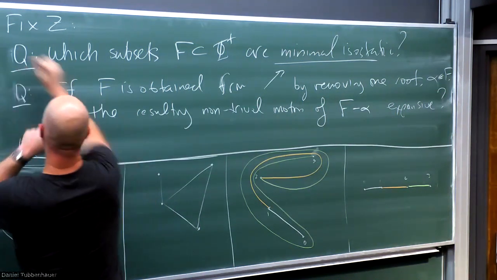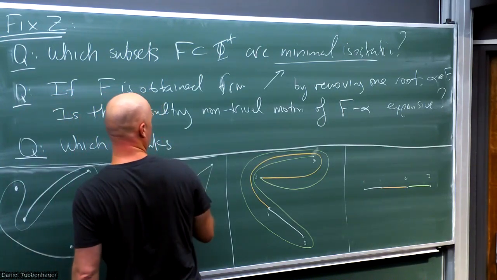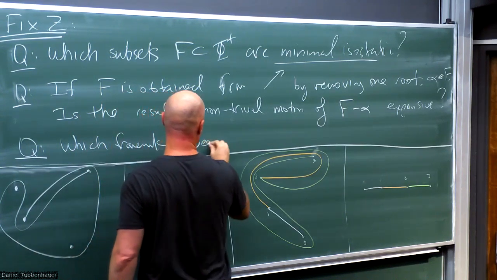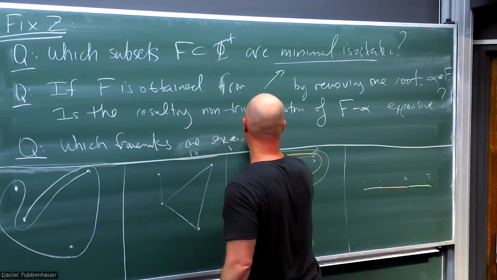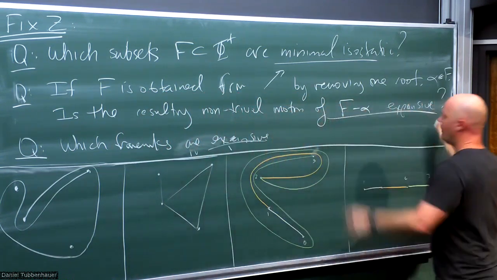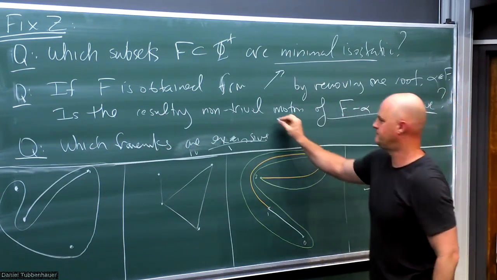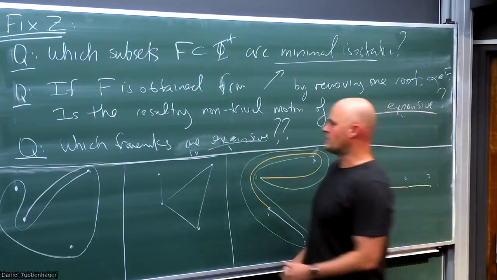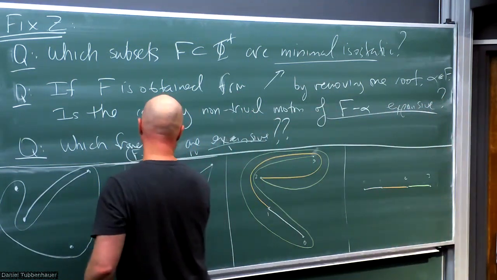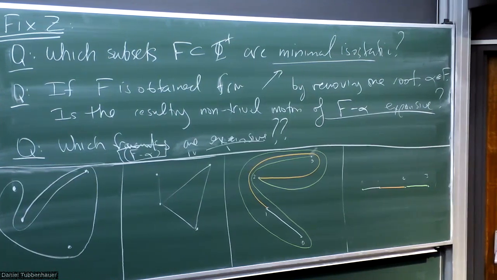Okay, so then you can ask a combinatorial question, which is: again, we fix Z, which frameworks are expansive? Meaning they're a minimal isostatic framework without a root, and the resulting motion is expansive. No, I mean which frameworks F minus alpha. This is the framework I'm calling expansive. Okay, so this is a question you can ask.